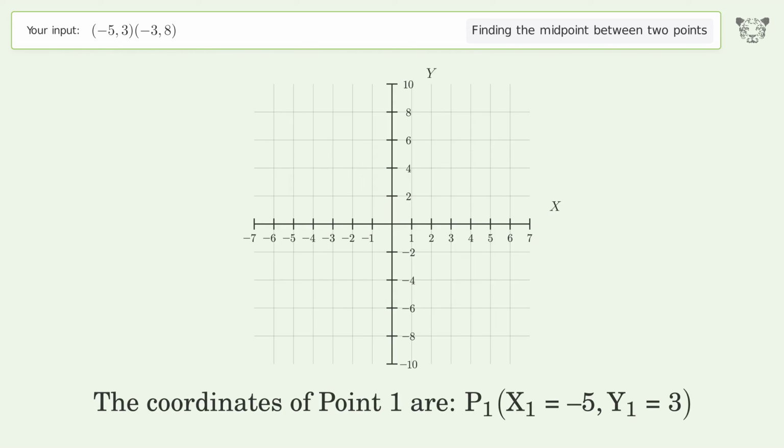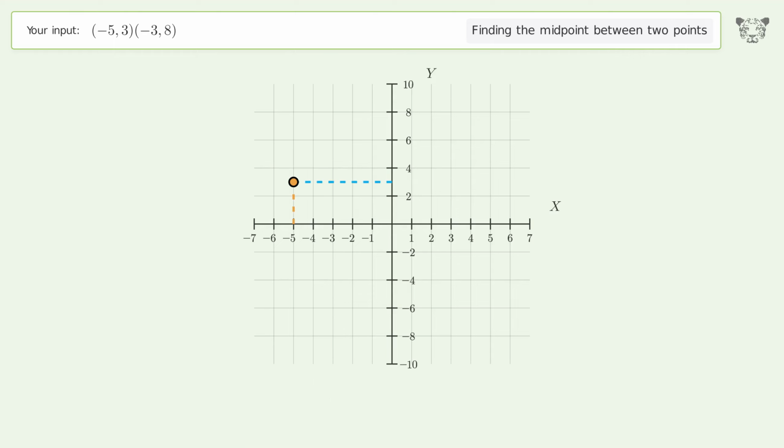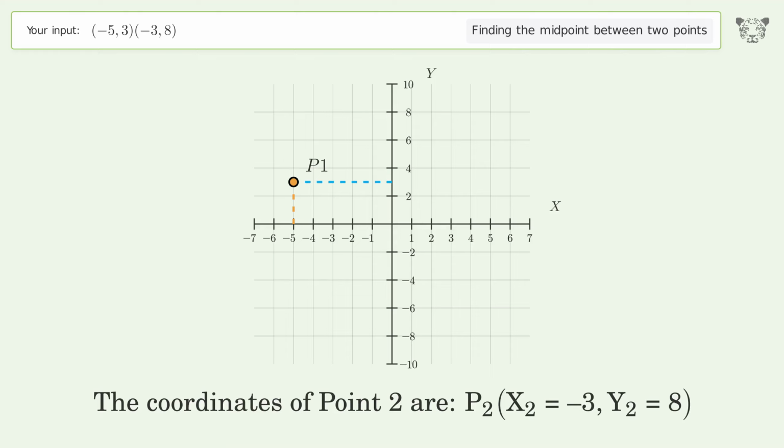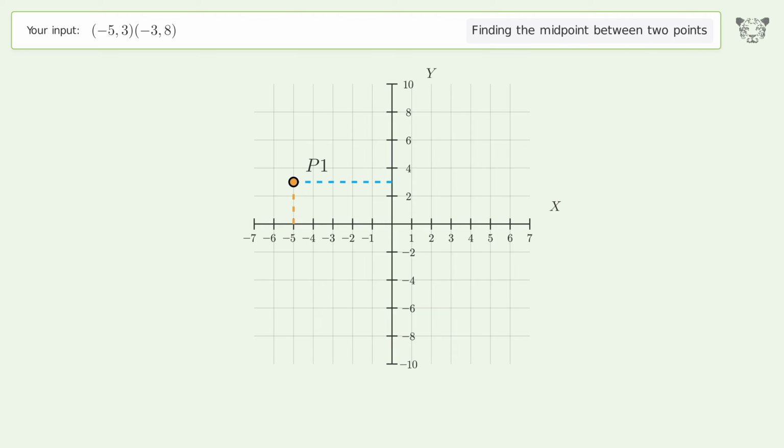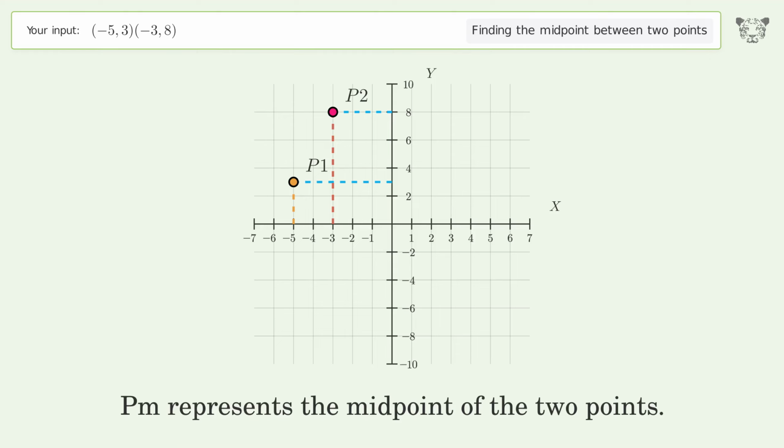The coordinates of point 1 are, x1 equals -5, y1 equals 3. The coordinates of point 2 are, x2 equals -3, y2 equals 8. PM represents the midpoint of the 2 points.